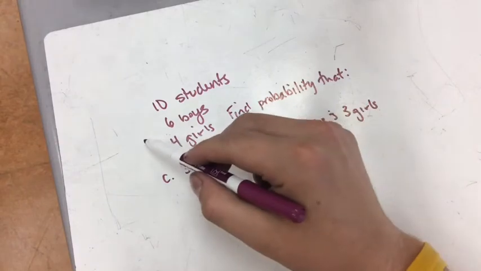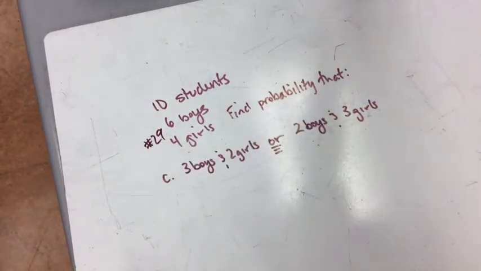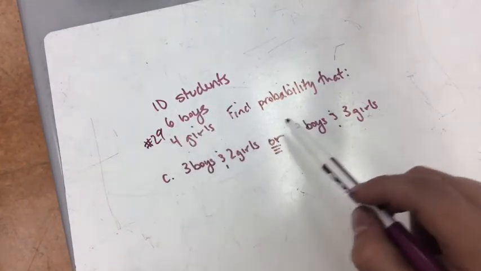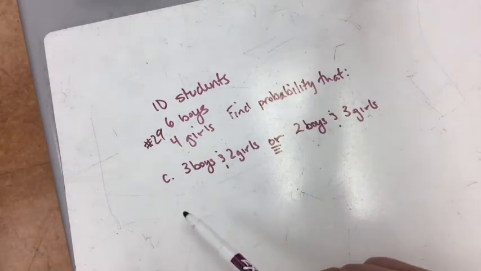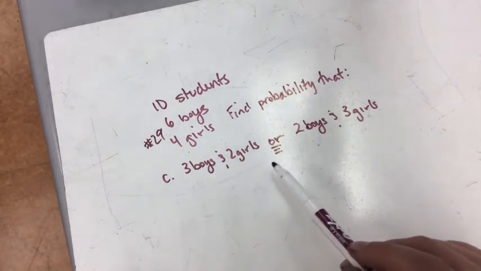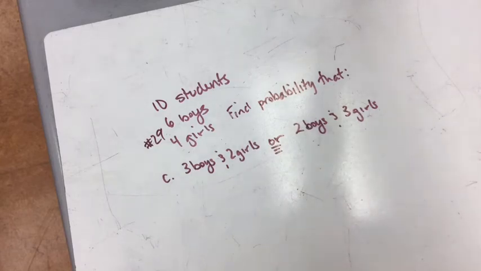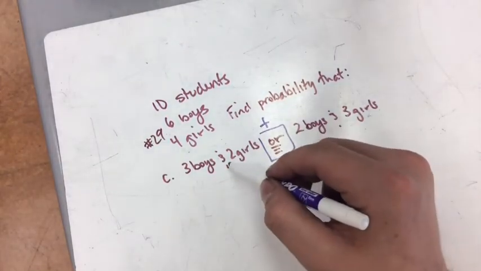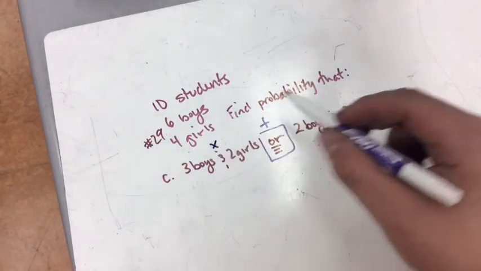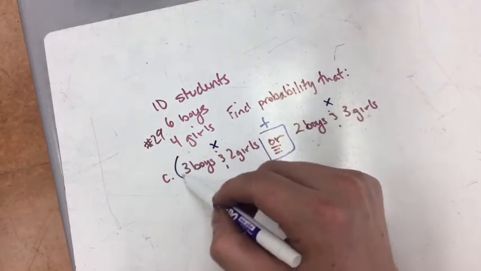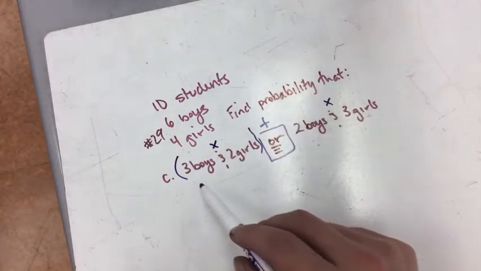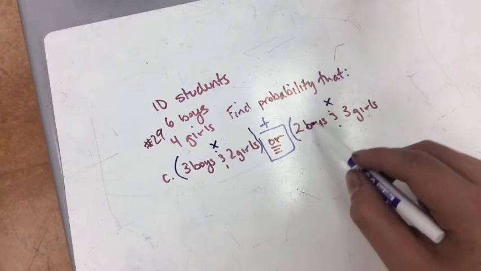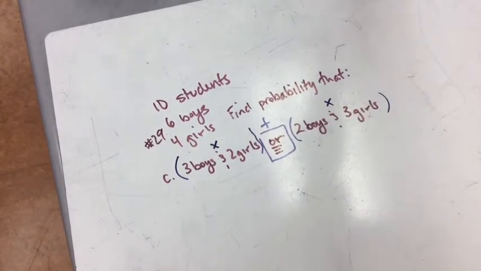Okay, problem number 29 from page 660. This deals with a set of 10 students where there are 6 boys and 4 girls. And part C asks for the probability of 3 boys and 2 girls, or 2 boys and 3 girls. So the or here means plus, and these ands here mean multiply. So it looks like we're going to multiply the probability of 3 boys and 2 girls, plus the probability of 2 boys times the probability of 3 girls.